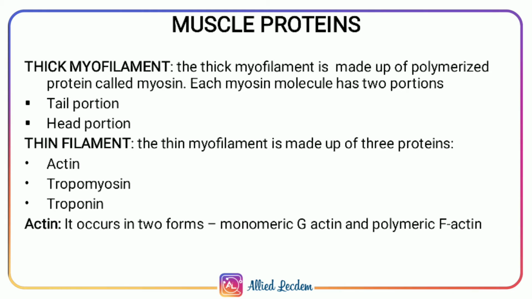Then the thin myofilament. The thin myofilament is made up of three proteins: first is actin, then tropomyosin and troponin. Actin is a globular protein which has low molecular weight. It occurs in two forms, that is monomeric G actin and polymeric F actin.